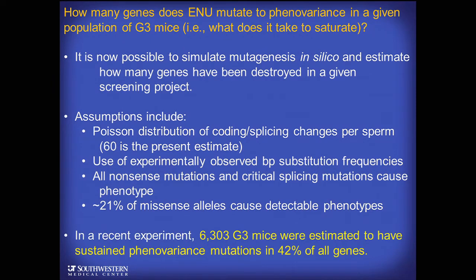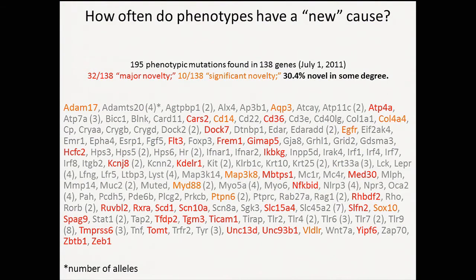To give you one example of where such a simulation was performed, a postdoc had looked at 6,303 G3 mice, and we were able to estimate that this would test 42% of all genes for phenovariance. So it's not really a gargantuan project to look at a rather large fraction of the genome.